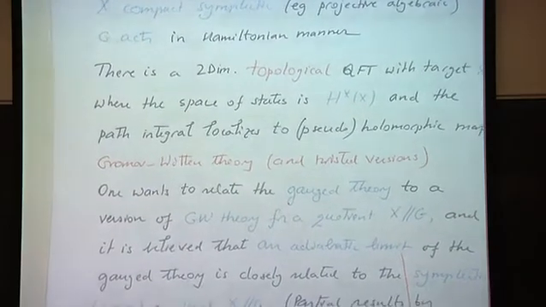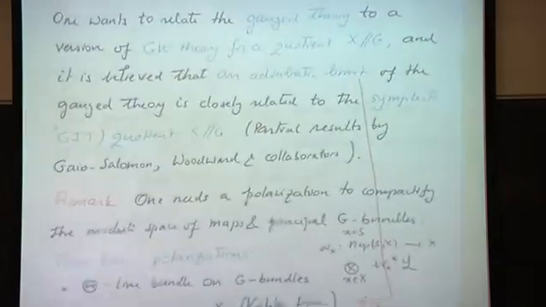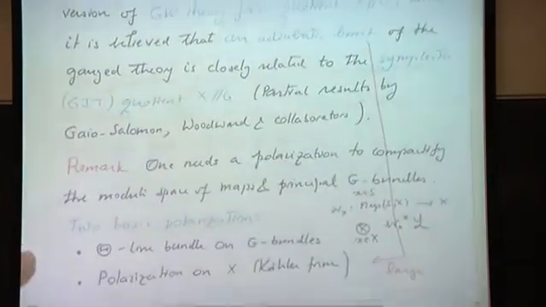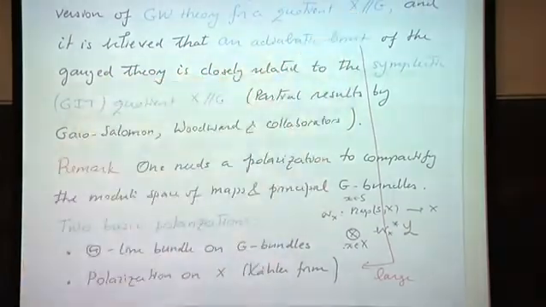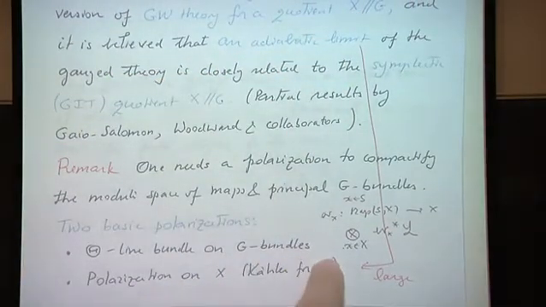Could X be like CP1 with U1 acting on it? Yeah, it could be that. And what would this thing you were saying about the adiabatic limit, in that case, what would it mean? Well, in that case, the GIT quotient is going to be a point usually, so presumably you're going to take the limit of the gauge invariants you compute, and if you do things right, you're going to get a Gromov-Witten theory of a point.